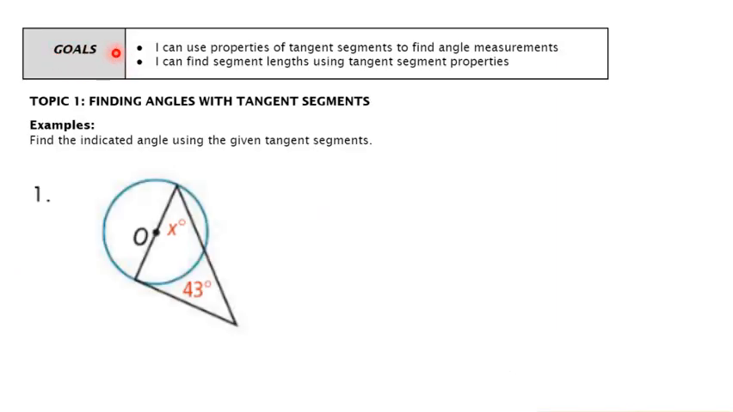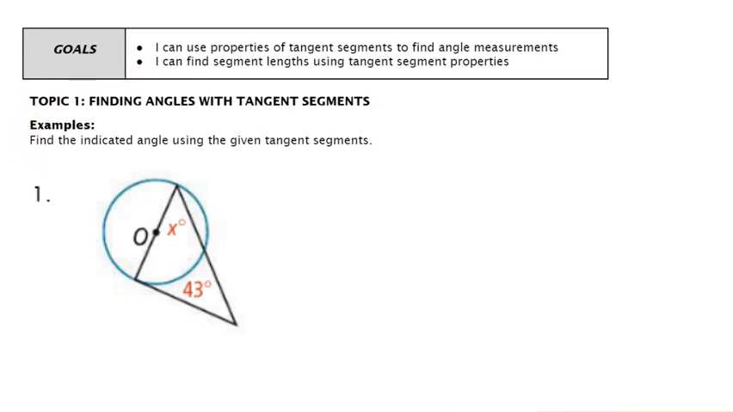The goal of this lesson is going to be to use properties of tangent segments to find angle measurements. So we're using the idea that we have right angles being formed, possible triangles being formed, so angles add up to 180. And we're also going to find lengths of segments using tangent segment properties. So it's really just a continuation of what we've already been doing. We just might see things other than Pythagorean theorem be used.